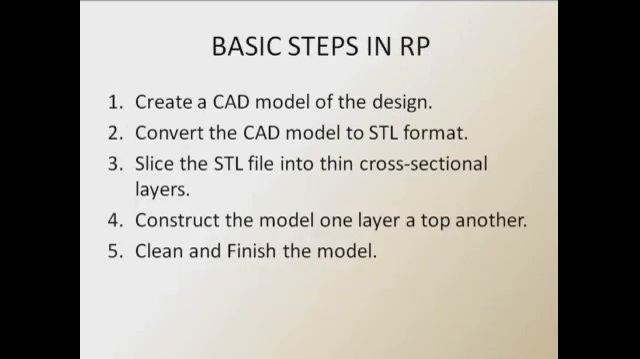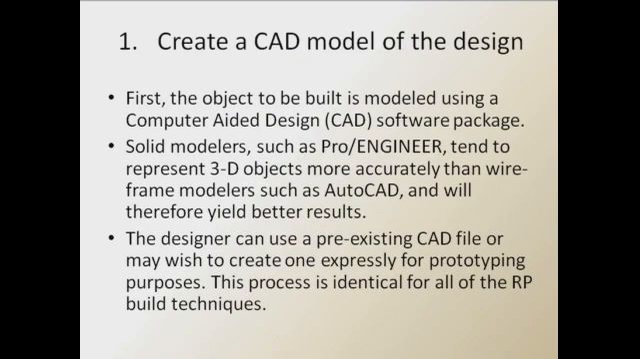In our last class, we saw the basic steps in rapid prototyping. We saw them in brief, but we'll see them in detail. The first step is to create a CAD model of the design. Later, convert the CAD model to STL format, slice the STL file into thin cross-sectional layers, construct the model one layer upon another layer, and clean and finish the model. These are the 5 steps in rapid prototyping. There are many processes in rapid prototyping, but these are the basic steps that are to be followed.